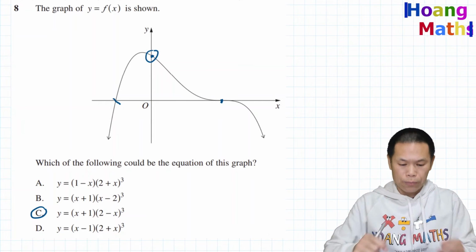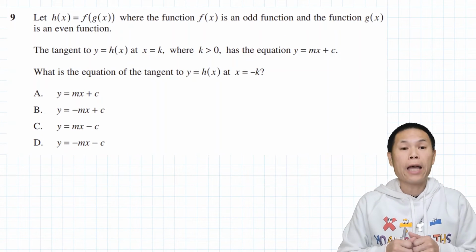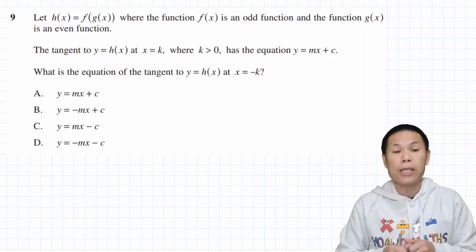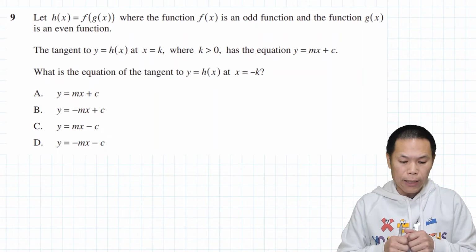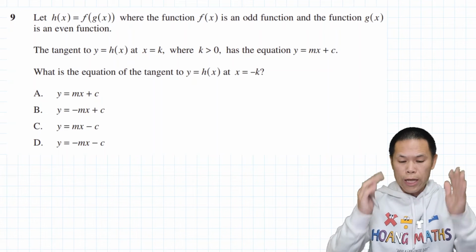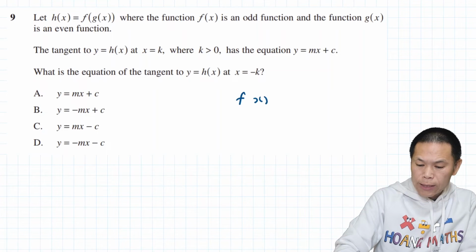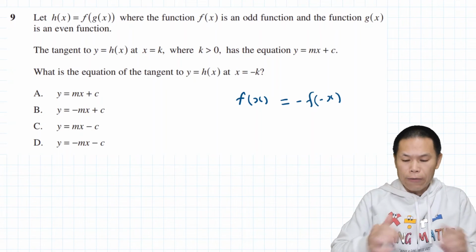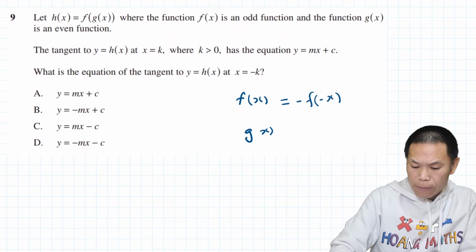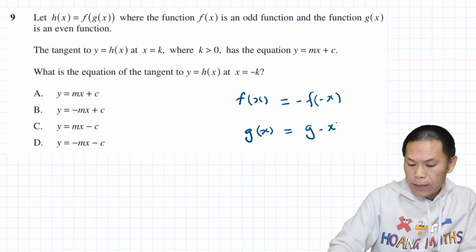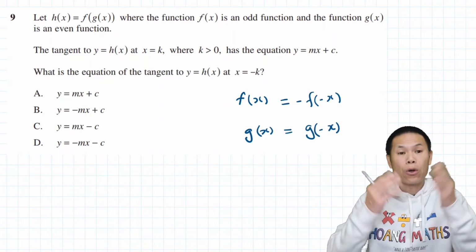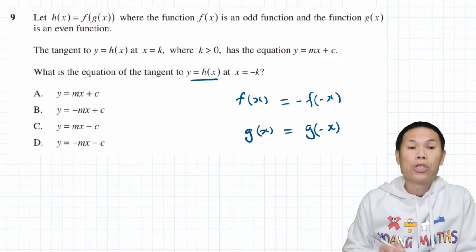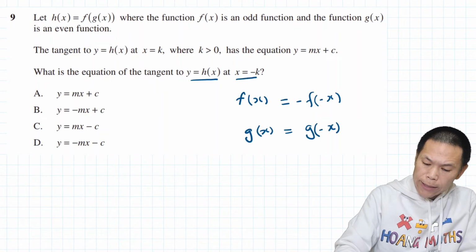So there you go. Question number 9. Let h of x be f of g of x, where the function f of x is an odd function and the function g of x is an even function. So in other words, we have f of x equal to negative f of negative x. And g of x is an even function. This means g of x equals g of negative x. So please keep that in mind. And the question is, what is the equation of the tangent to y equal h of x at x equal to negative k?